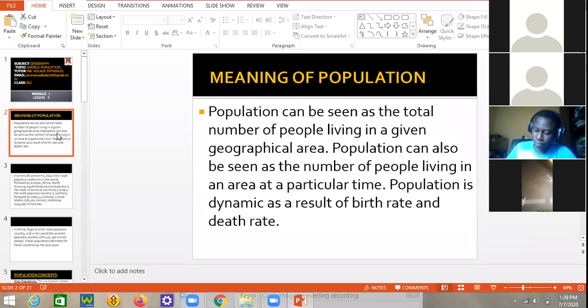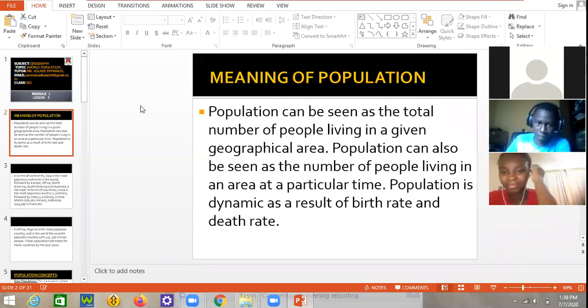Now, if you look at the last paragraph of this slide, it says population is dynamic as a result of birth and death rate. What do we mean by something being dynamic? Faith. It means it can change. Changes regularly. Oh, very good. That is to say, population of a place is not the same at all times. It changes. That is why we said as a result of birth rate and death rate.